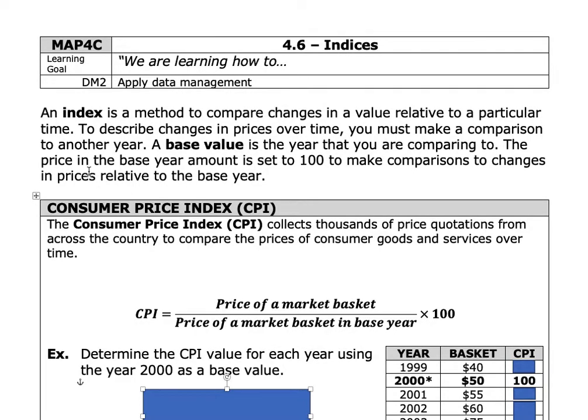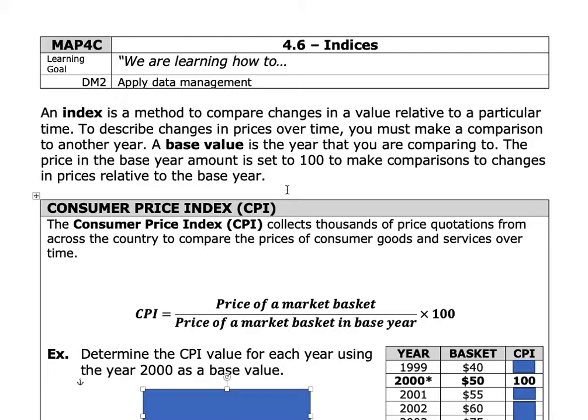A base value is the year that you are comparing to. The price in the base year amount is set to 100 to make comparison to changes in prices relative to the base year. So by making one value marked as 100 units, then we can talk about the index values as percentage change from that particular value.